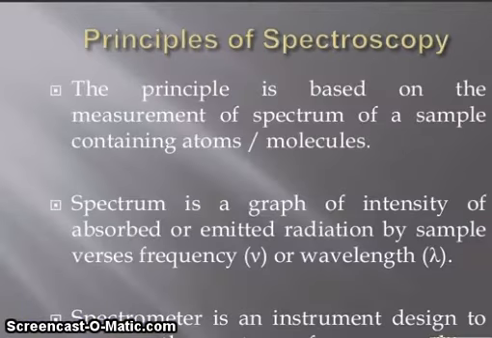Principle of spectroscopy. The principle is based on the measurement of a spectrum of a sample containing atoms or molecules. A spectrum is a graph of intensity of absorbed or emitted radiation by a sample versus frequency or wavelength. You can see there, a spectrometer is an instrument designed to confirm the compound.